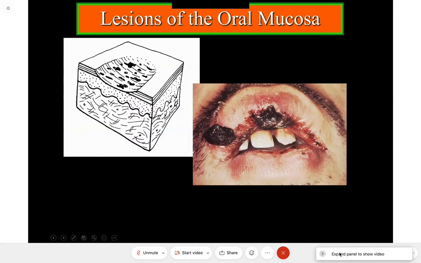And this is the crust. Crust can be formed on a dry area. And if the ulcer is very deep and with bleeding, the crust will be very dark. We call it hemorrhagic crust.